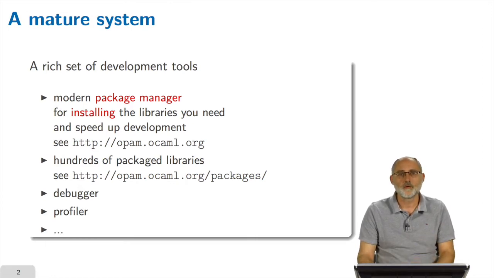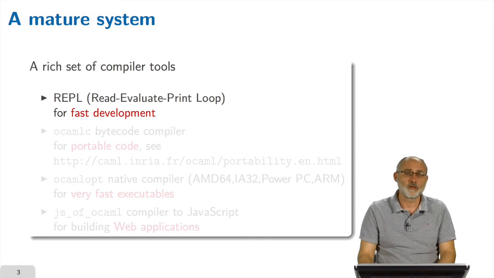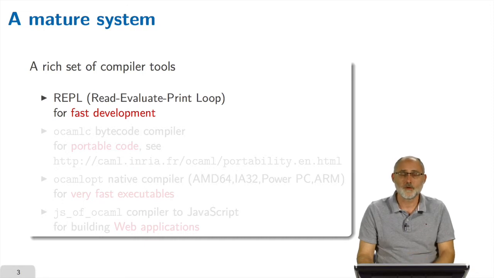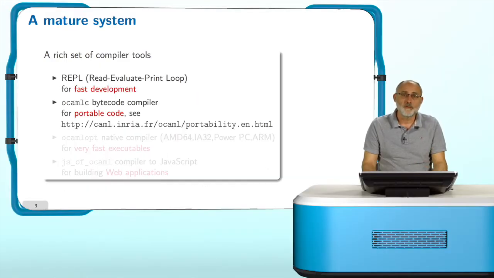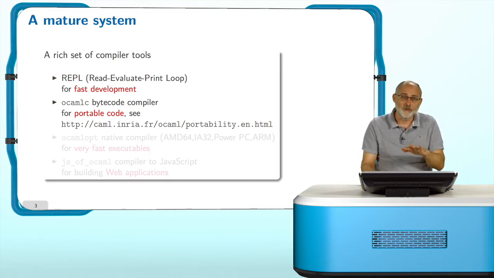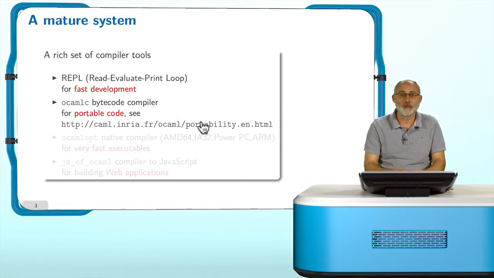Let me focus now on the compilers that come with the OCaml system. There is one very useful piece of the system which is a REPL, the read, evaluate, print loop, which is used for fast development and that you will use in this particular course. Then you have the OCaml bytecode compiler that produces code compiled into a bytecode which is portable. So basically you can port it across all architectures. You can see more details on portability here.